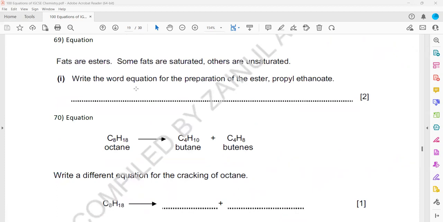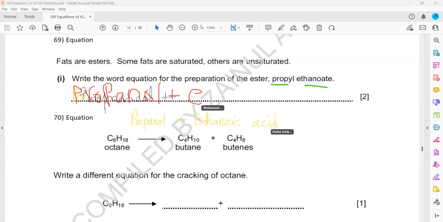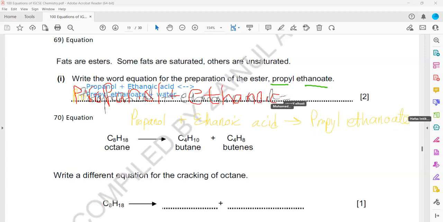Fats are esters. Some fats are saturated and others are unsaturated. Write a word equation. This is a word equation. We don't need symbols. For preparation of the ester propyl ethanoate, which alcohol do I need? You can use any part of the screen. So we need propanol and ethanoic acid. Yeah, that's right. Propanol plus ethanoic acid, the product will be propyl ethanoate plus water.